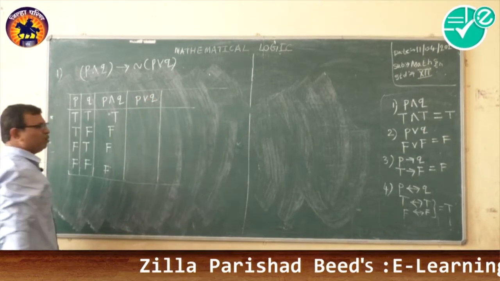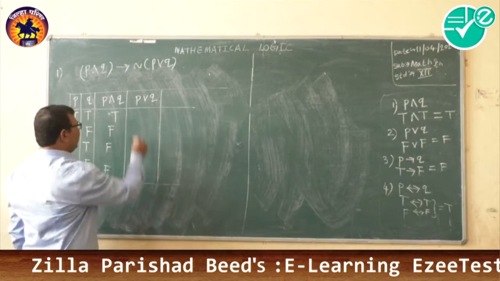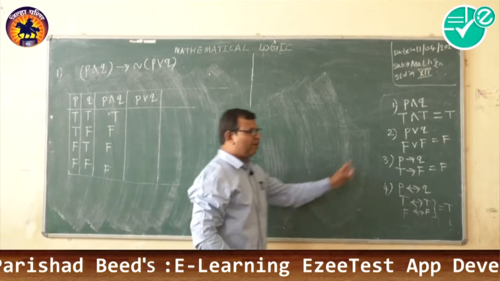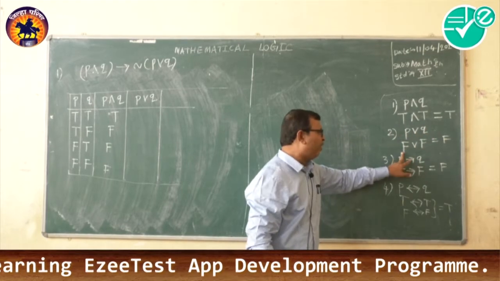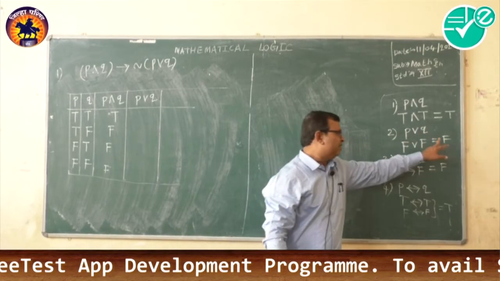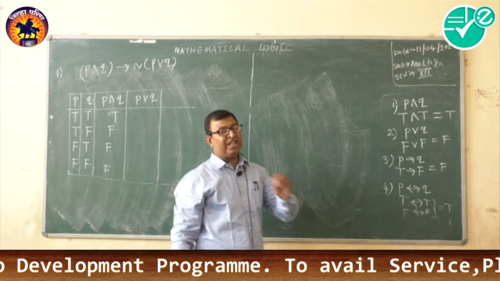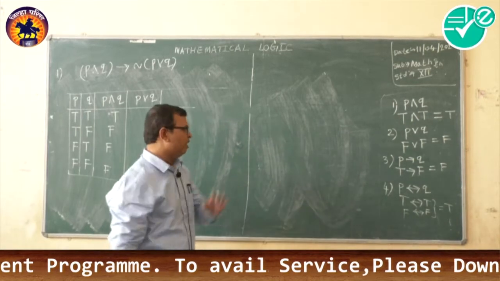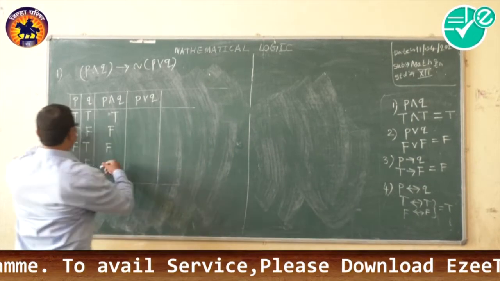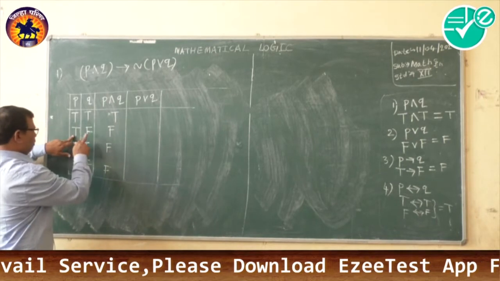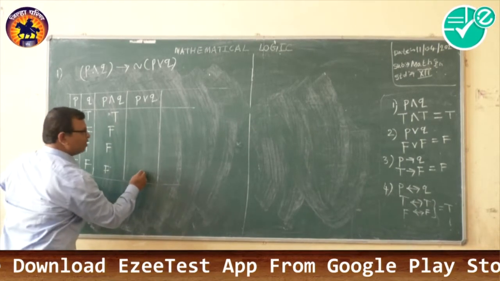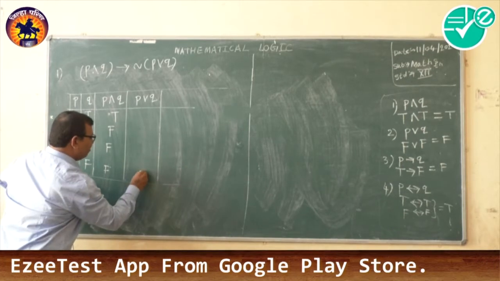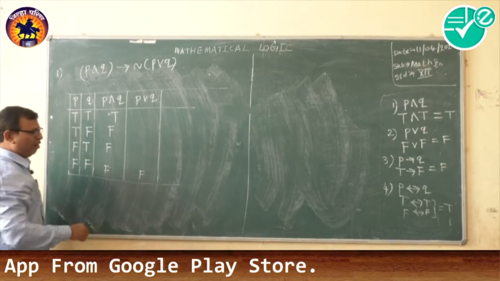Now we have to solve P disjunction Q. What is the definition of P disjunction Q? P disjunction Q is false only if P is false and Q is false. In other cases it is true. Therefore, true, true, true, false, false, true, false, false. This last one is false, and all of the others are true.